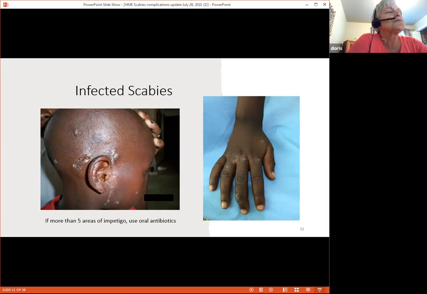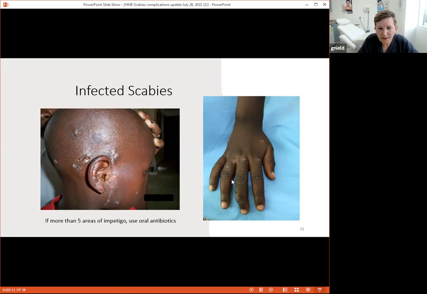And on the right is a child with impetigo. So unlike the last one that was uninfected, you can see the open erosions, the swelling of this middle finger.